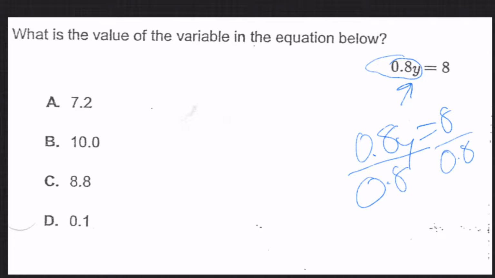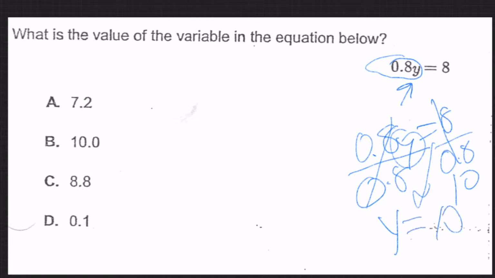All right, so let's do our math. We've got 0.8 divided by 0.8. Those are going to cancel out, and it's just going to be y. Then we've got our 8 divided by 0.8, and that comes out to 10. So now we've got y, we'll bring our equal sign down, and we've got our 10. y equals 10. And as it turns out, 10 times 0.8 equals 8.